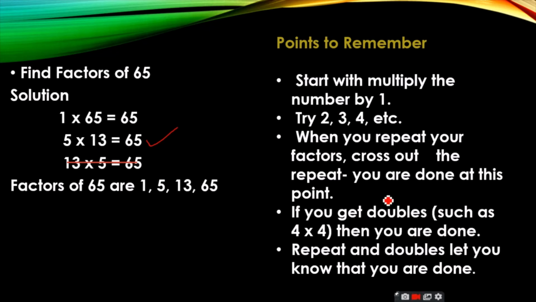You know that in the points which we have to remember, repeat and doubles let you know that you are done, which means that when the factors are repeating or when we get doubles, we are done at this point. After this point we cannot find any factor of the number.